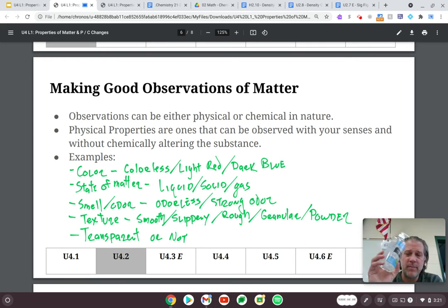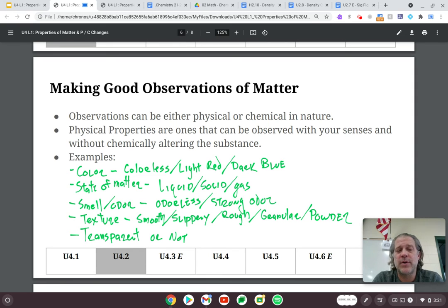So here I have a bottle of hand sanitizer. I happen to have it on my desk, and the way you might describe the hand sanitizer is some people would call it clear, and that's true. But in terms of a color, we would usually say it's colorless, or we might describe the color as being light red or dark blue.